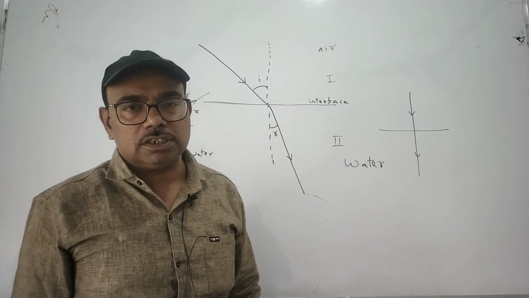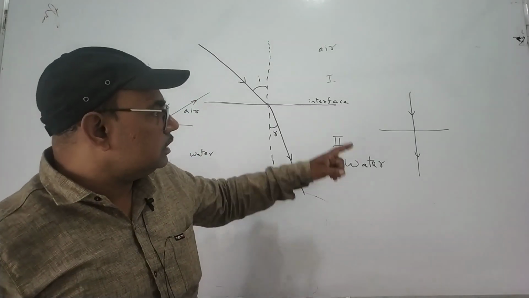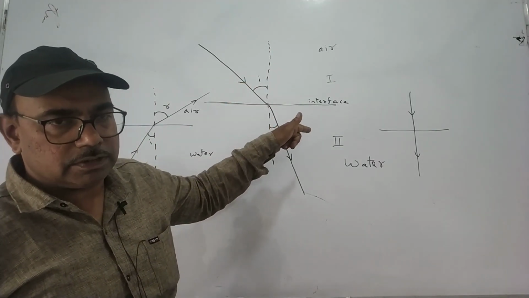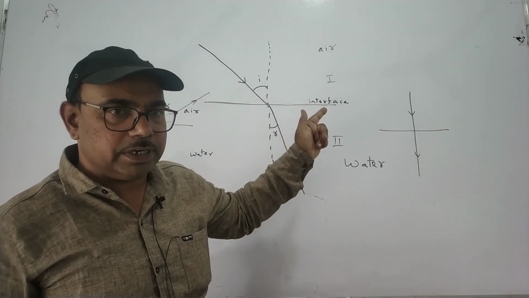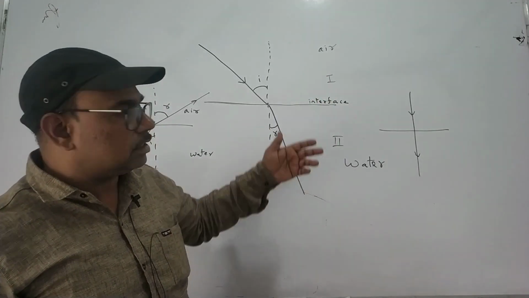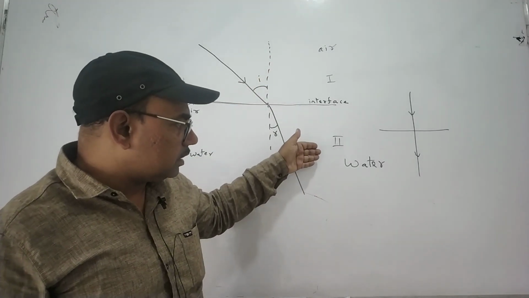So what is the basic cause of refraction? First of all, there are two different optical mediums. The light ray enters from the first medium into the second medium, that is one case. And because of the change of medium, the speed of light also changes. The speed of light is more in air when compared to water.